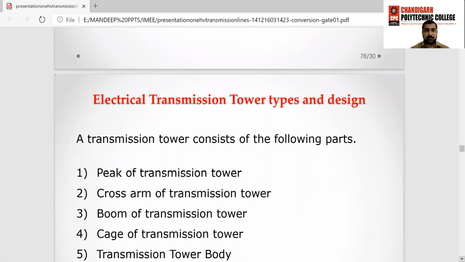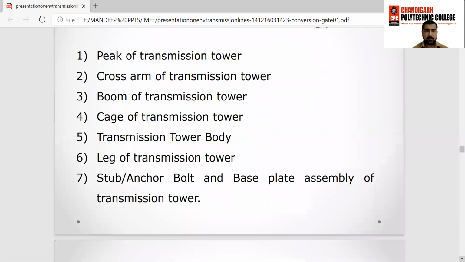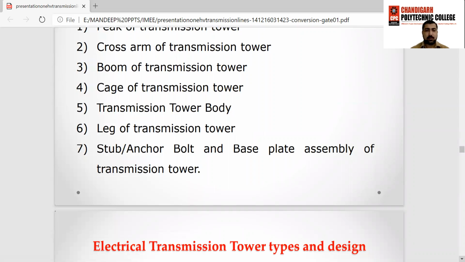Electrical transmission tower types and design. A transmission tower consists of the following parts. The first one is the peak of the transmission tower. Next, the cross arm of the transmission tower and the boom of the transmission tower. The next one is the cage of the transmission tower. Next one is the transmission tower body, and the next one is the leg of the transmission tower. And last, the stub or anchor bolt and base plate assembly of the transmission tower.